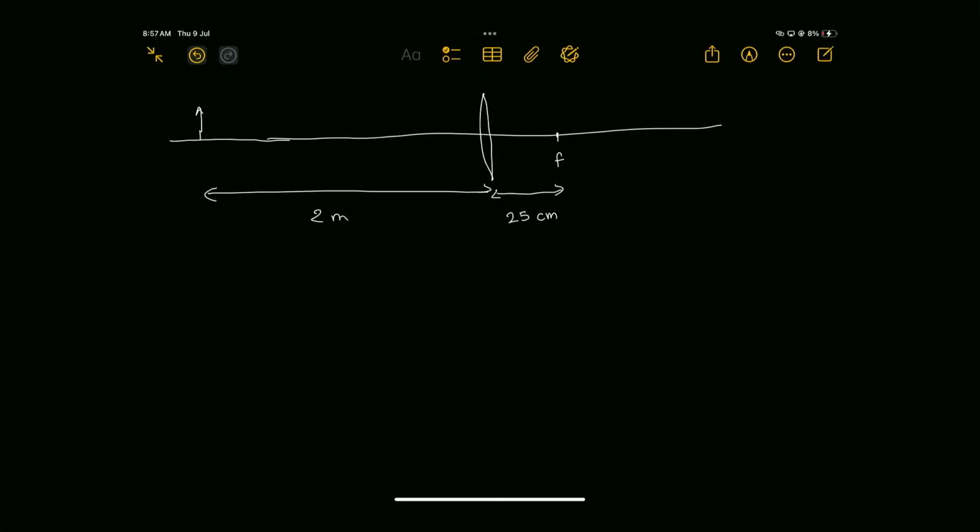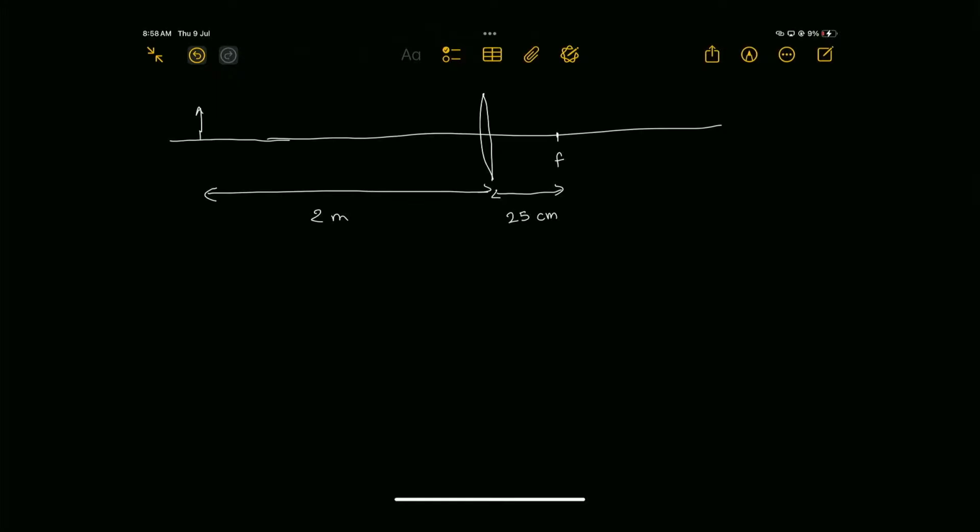Therefore, we know, since this is a biconvex lens, we will have a real image. Now the image, because it's a real image, would be located on the other side of the lens, right? So it would be located on the right side of the lens. And we know the image would be further away from the lens than the focal point.